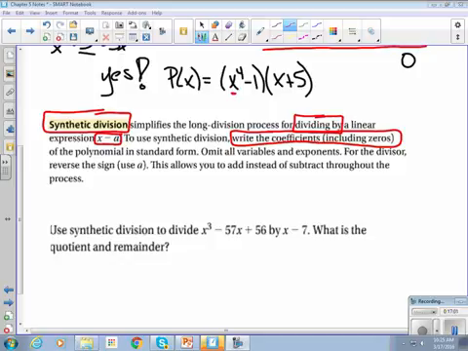For the divisor, we're going to reverse the sign. We're going to use a. In the expression it says x minus a, so whatever's up there, if it's -4, we're going to use 4. If it's +2, we're going to use -2. So if it's x minus a number, we're going to take the opposite of that. This allows you to add instead of subtract throughout the process. Let me show you how that's going to work.